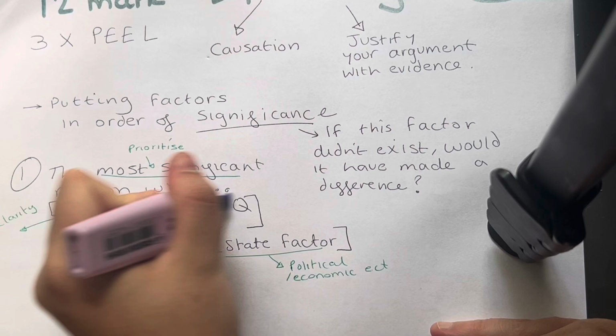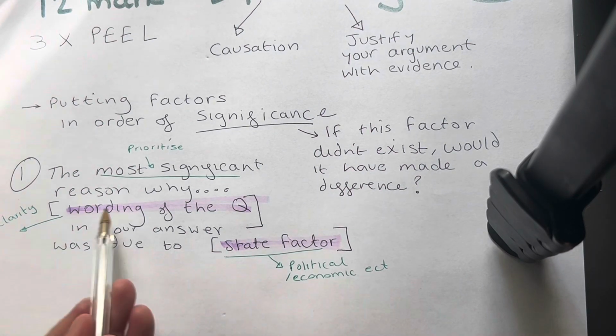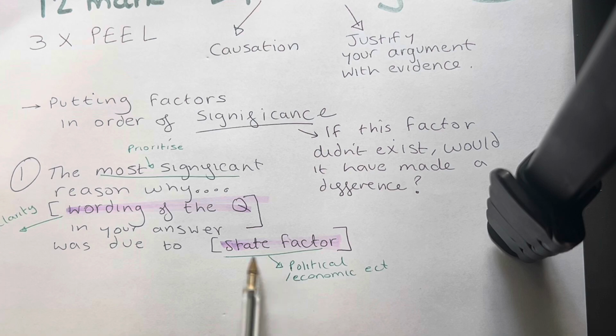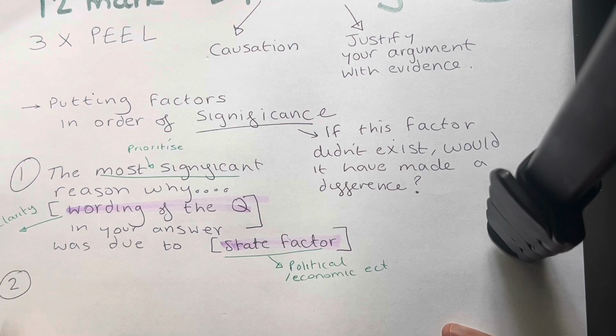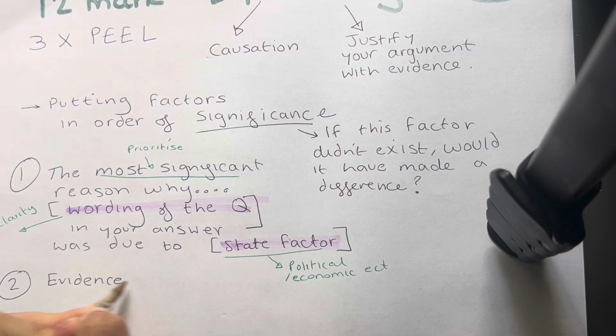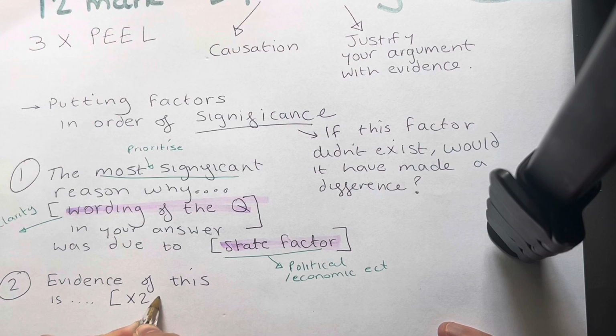So this is what you want to do to be able to get into that top band mark scheme, because already you're giving yourself a mark by being able to state a factor. The second bit you want to do in your paragraph is your evidence to support this. Now you can just outrightly say the evidence, or if you're struggling you can say evidence of this is, and then state your facts. Realistically, you want to try and do 2 bits of evidence because it makes your answer that little bit stronger.